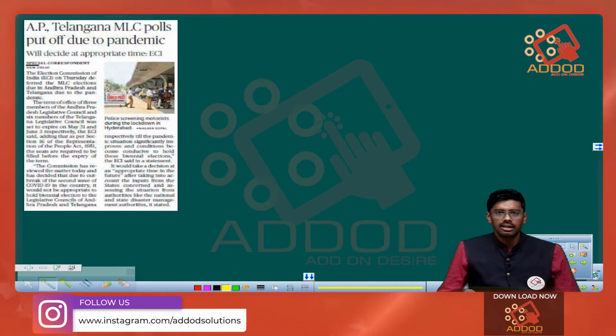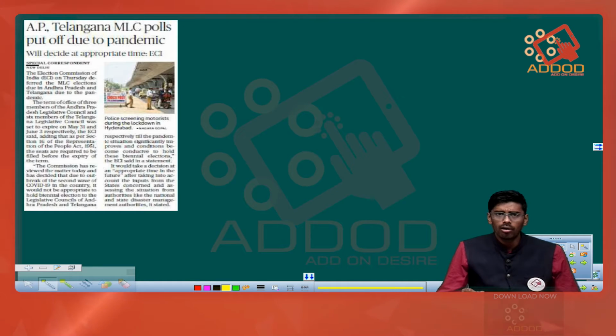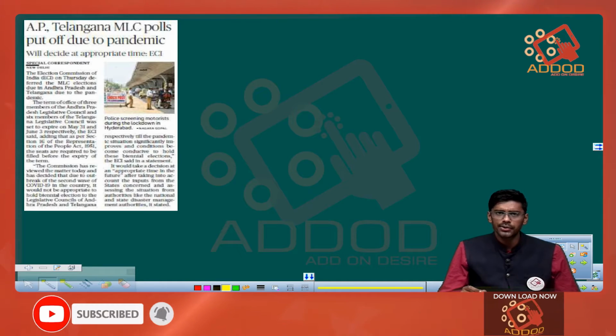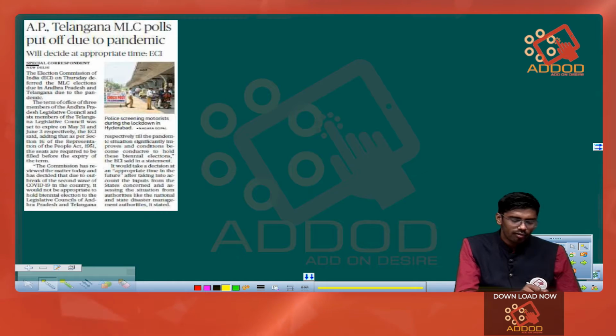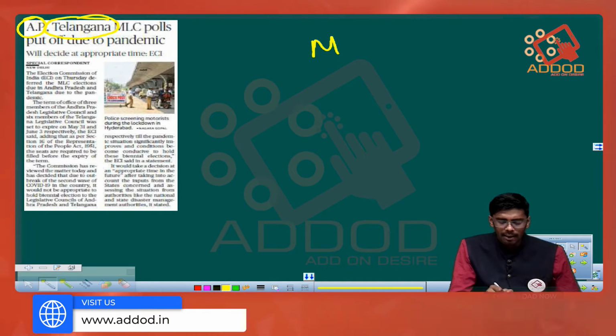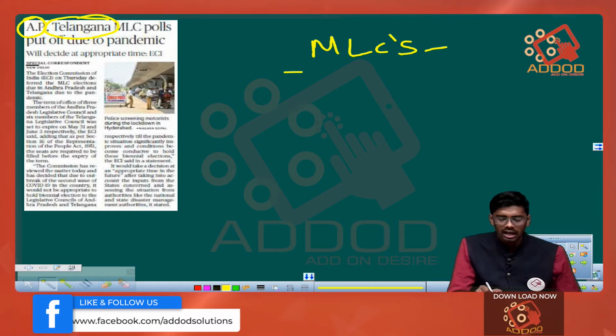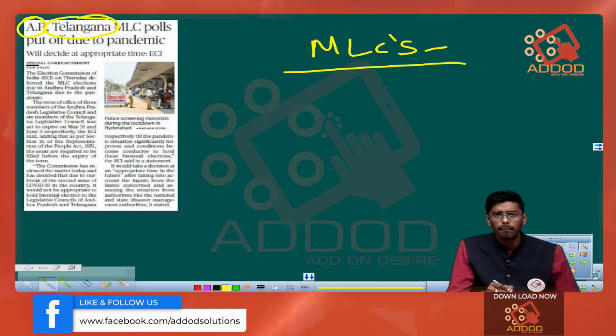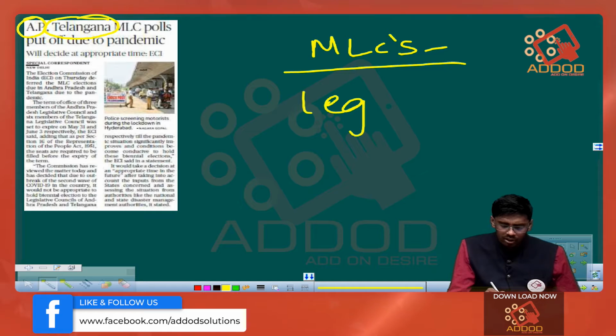First, we have an article dealing with the postponement of MLC elections that are scheduled to take place in the state of Andhra Pradesh and Telangana. So we'll see about the MLCs in this session. MLCs stands for Members of Legislative Councils.